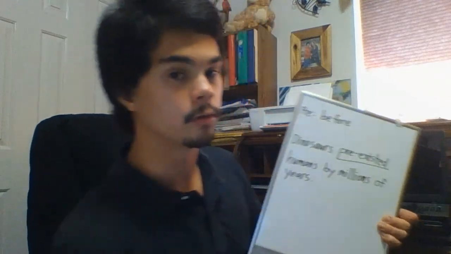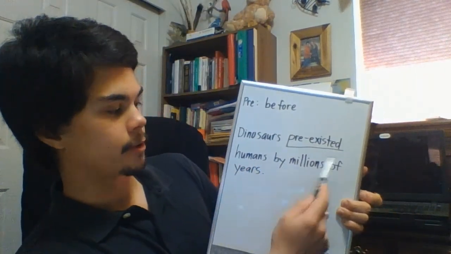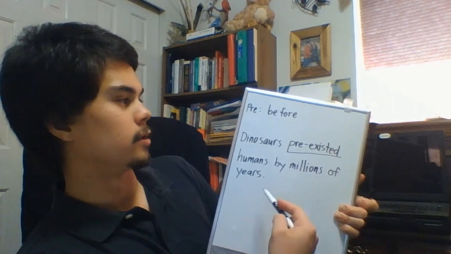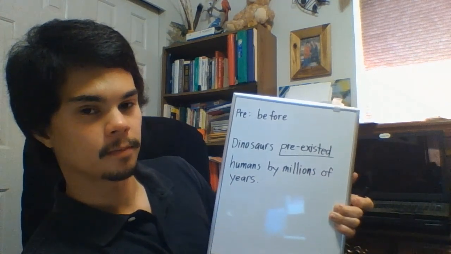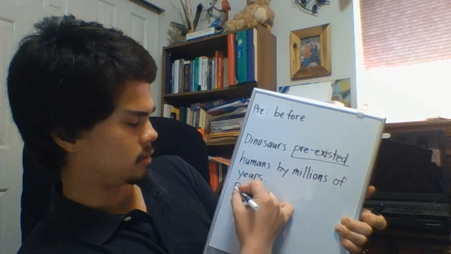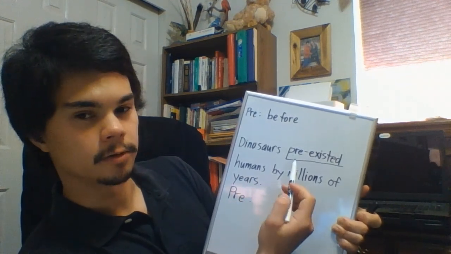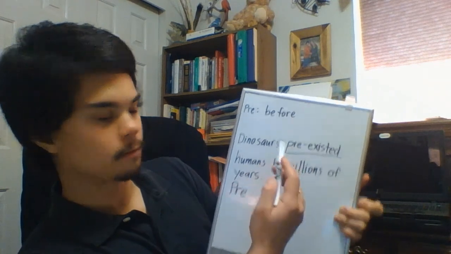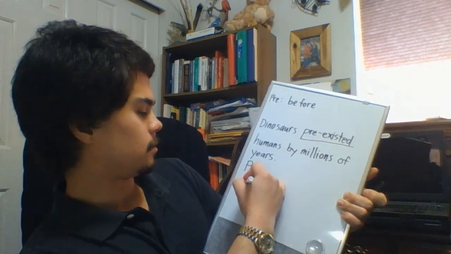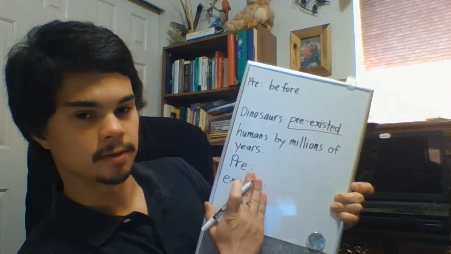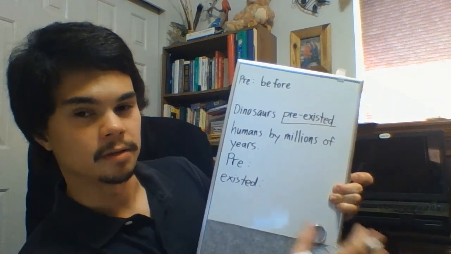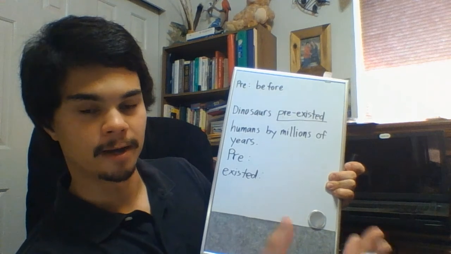Okay, here's our last sentence with the word pre in it, and again I want you to answer with me, try to figure it out as we go. So, dinosaurs pre-existed humans by millions of years. So think to yourself, if you're trying to figure out what pre-existed means, what do we do? We need to break it into its two parts, the prefix, which is pre. Think to yourself, what does pre mean? It means before. And then existed, very similar to one we did earlier. Exist, what does exist mean? It means to be there, to be around.